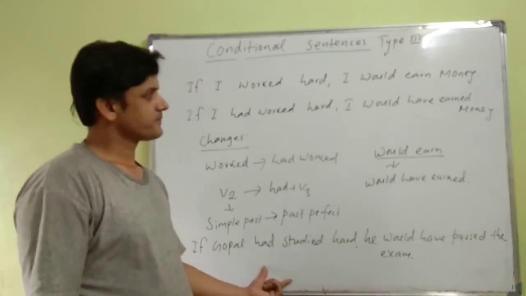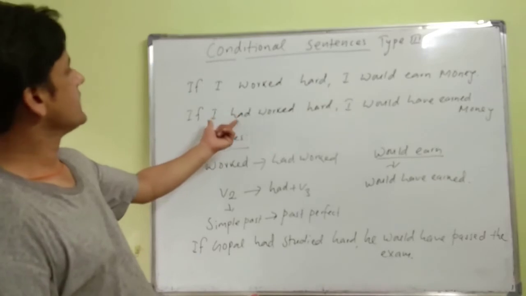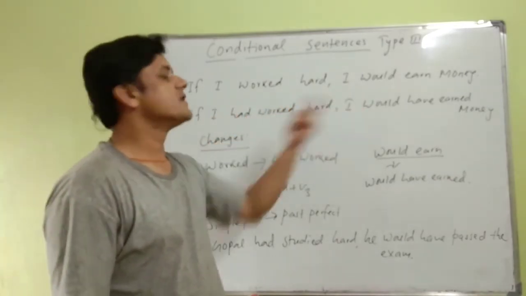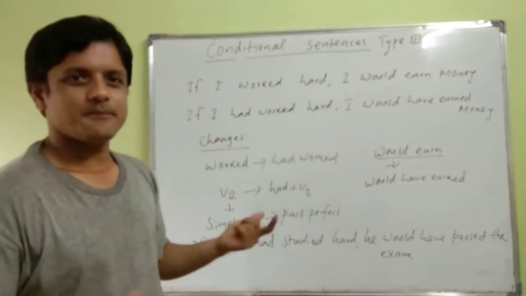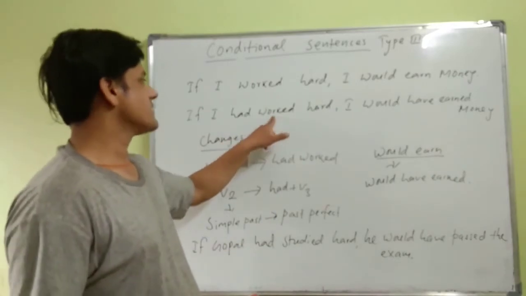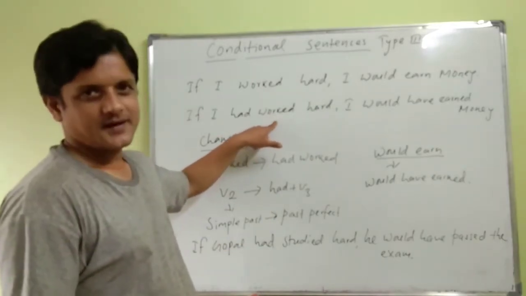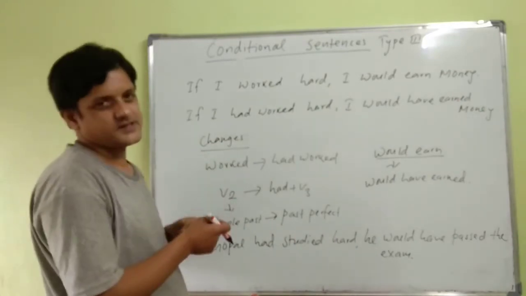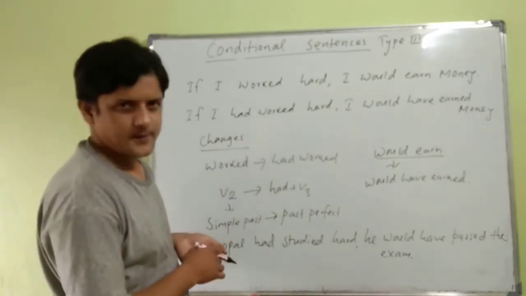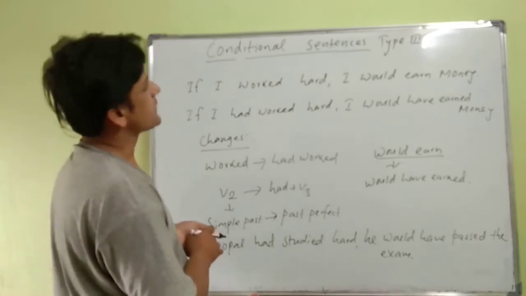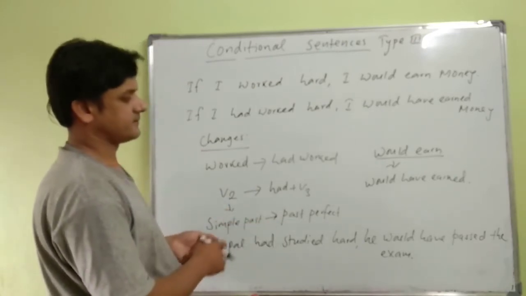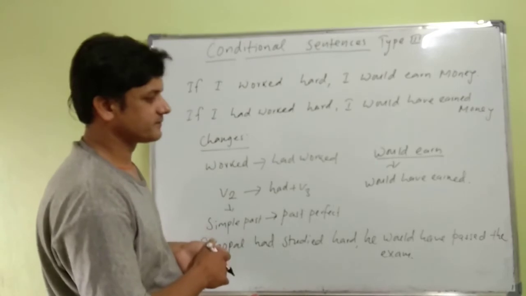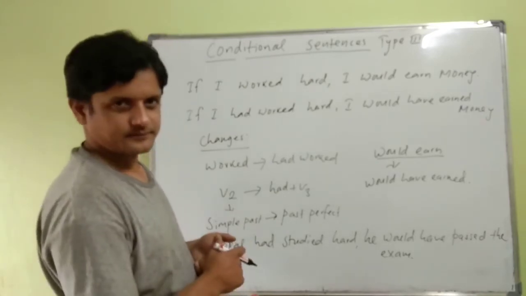This means, similarly, if I had worked hard, I would have earned money, but I have no money. I'm penniless now because I did not work hard. This means there is no probability. This is just for repeat. That's why conditional sentence type 3 describes impossible situations.